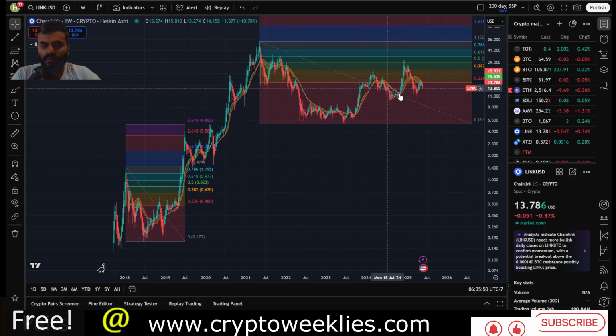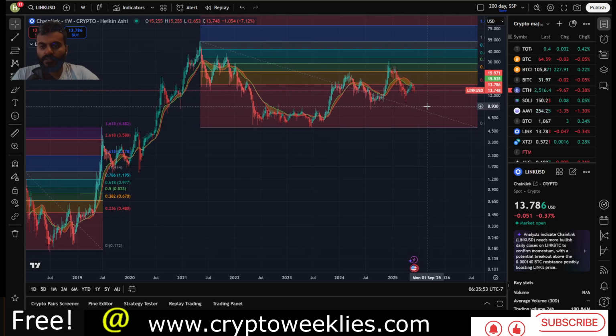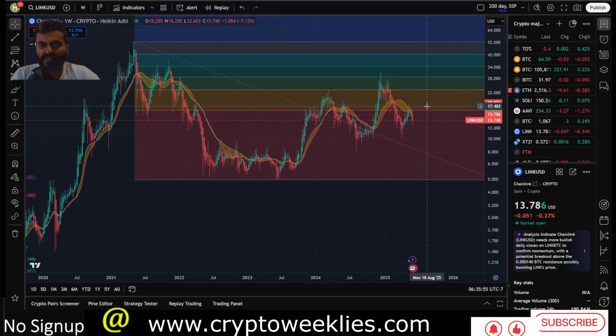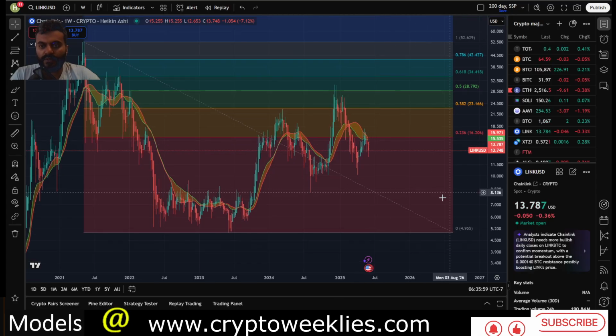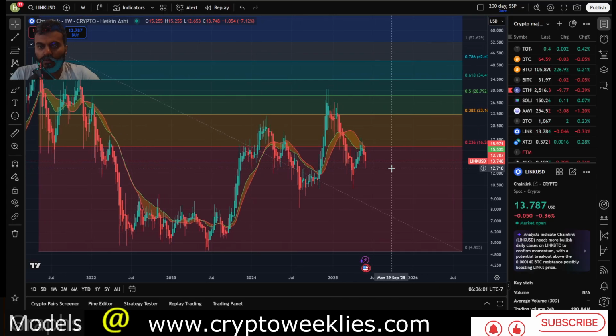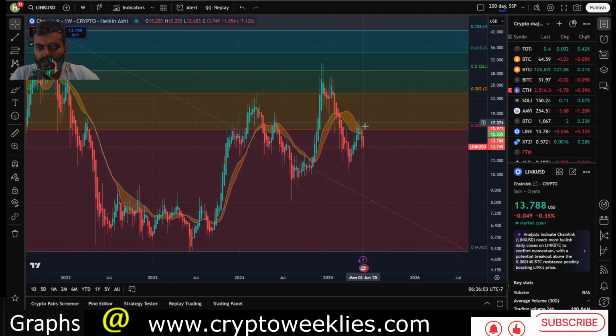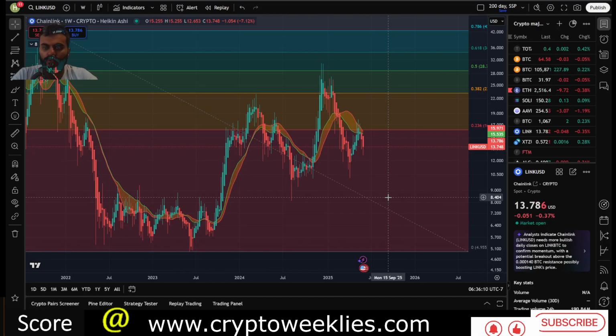Right now, before we continue with the machine learning model, let's look at the price action at around $13.70, coming close to the 20-week simple moving average, currently at around $15.91 over here in the red line, and the $15.53, which is the 21-week exponential moving average.